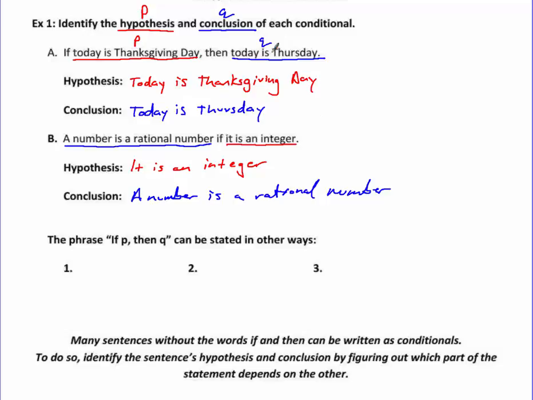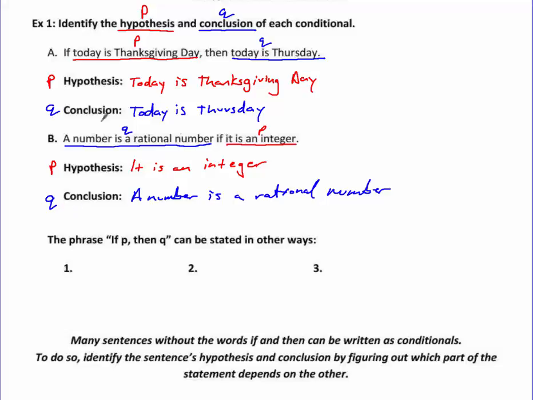I would just write P and Q, and everybody would know what I meant. So a number is a rational number if it is an integer. Well, "it is an integer" is our hypothesis, and "rational number" is our conclusion. So it works out the same way. We write the hypothesis, that's the P. We write the conclusion, that's the Q.